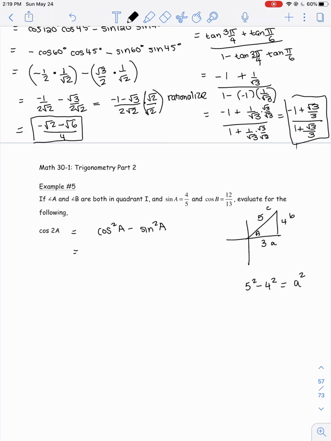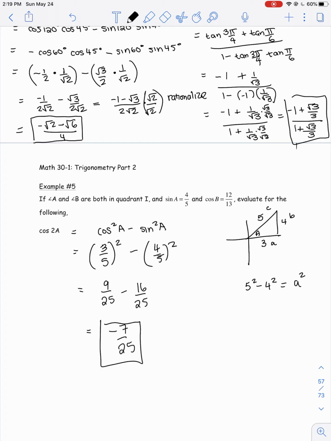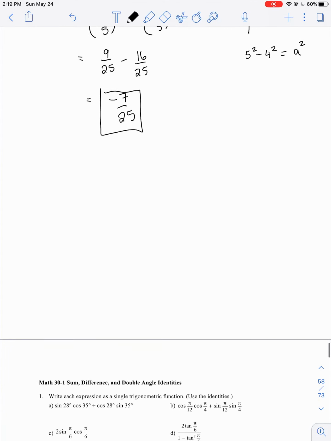So now that we have all the sides, we can now do cos. Cos of A is always your adjacent side, which is 3 over your hypotenuse, 5, and then we're going to square that because it's cos squared A. Minus, we already know that sine A is 4 over 5, and then we would square that as well. So that'll be 9 over 25 minus 16 over 25, and that's equal to negative 7 over 25. And that's our answer for cos 2A. Okay, so that's it for our lesson 6.